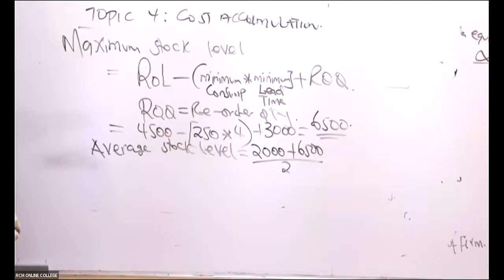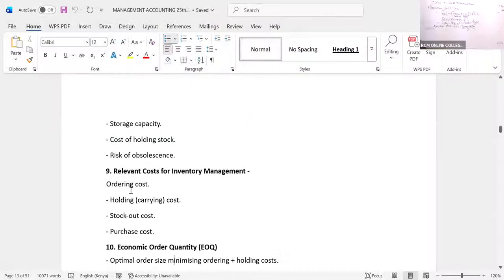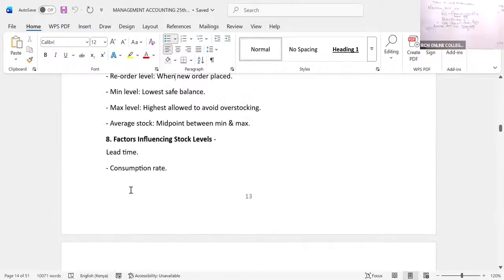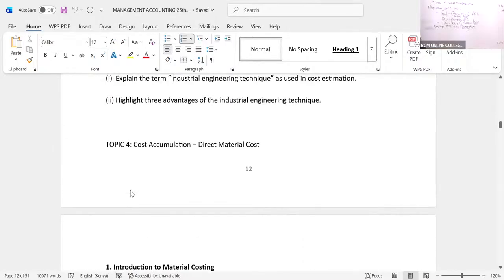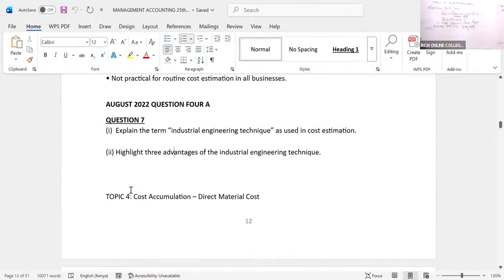So if you look at our notes, ladies and gentlemen, if you go to page number 14, our normal notes. Jane is just laughing at me. So if you go to page number 14, that's page 12.